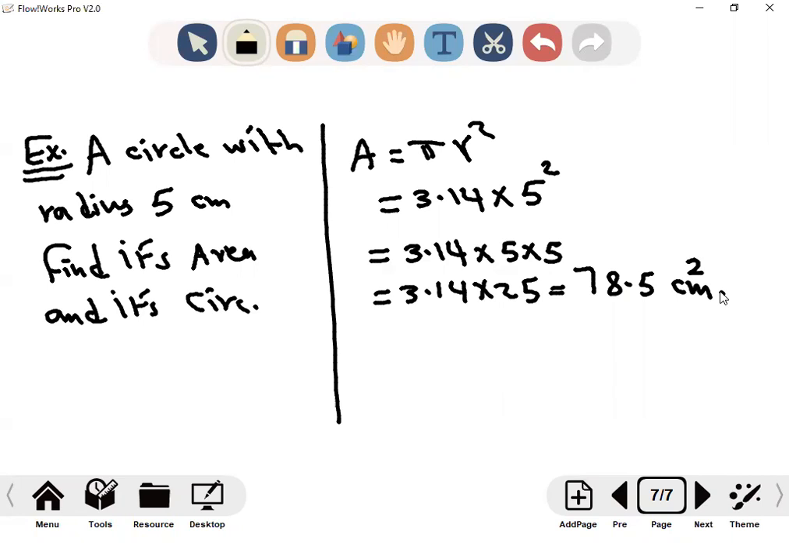Let's find the circumference with Abdullah. Abdullah, this is the area. We did the area with Talal. Let's do the circumference, Abdullah.